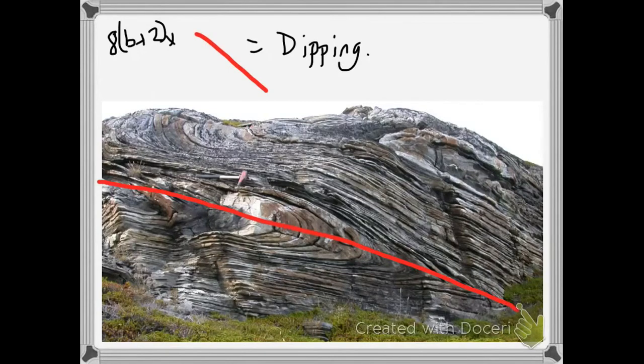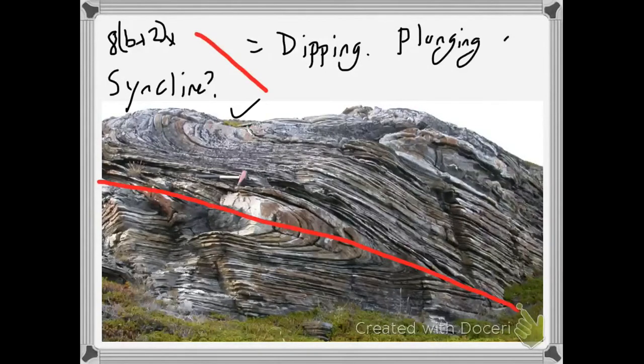This hinge plane is dipping, so for sake of argument, let's just say that it's dipping. Would this be a syncline? The answer is yes, and I've given a check on that. It is a syncline. Since the syncline has a dipping hinge plane, would you call this fold plunging or overturned? This is an overturned syncline.